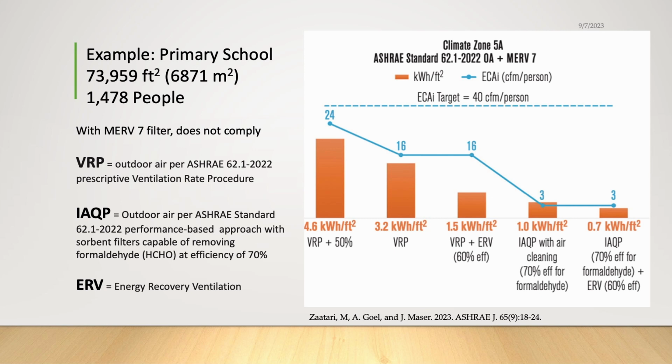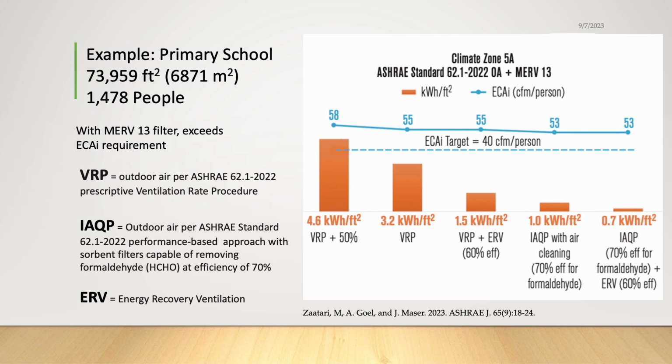And the bottom line here is that without doing something with filtration, we wind up with systems that are energy efficient and meet Standard 62, but fall far short of the requirements. So if all we do is change in this system from MERV 7 to MERV 13, which has a much higher efficiency for infectious aerosols, now we see that for any of these solutions, VRP plus 50, VRP plus ERV, and then the indoor air quality procedure or the indoor air quality procedure with an energy recovery ventilator, we can get a really big reduction in the energy use of the system. And in all of these cases, we still meet the Standard 241 requirements.